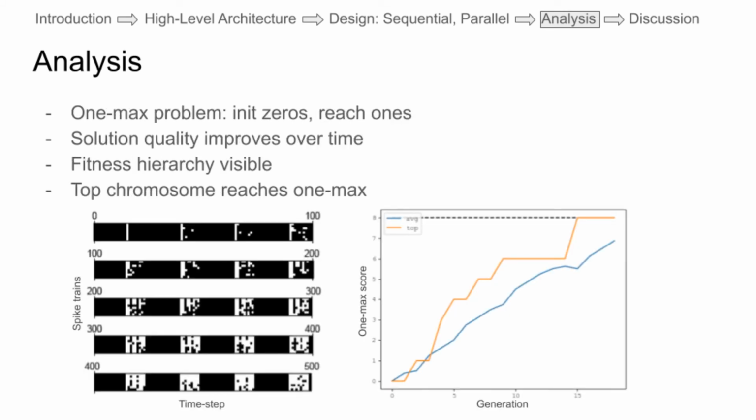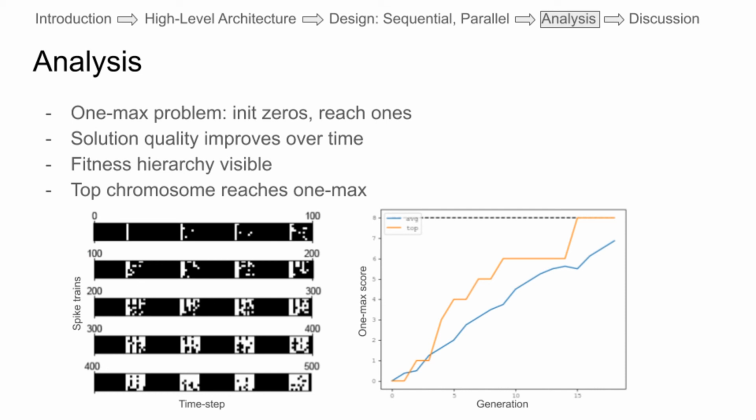Analyzing the solution quality just as a sanity check that the genetic algorithm is actually working. We have the 1-max problem, so the chromosomes are initialized as zeros, no spikes, and the fitness then is trying to reach a fully active spike train. You can see here on the left the spike train cut into multiple rows for the space requirements here, but we can see that the solution quality improves over time by seeing more spikes in the image here.